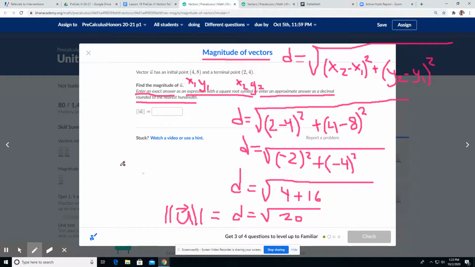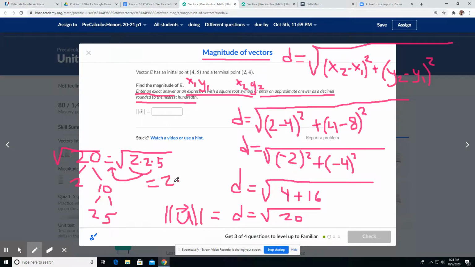So what I do is I break 20 into a prime factorization. 20 is 2 times 10. 10 is 2 times 5. So radical 20 is really radical of 2 times 2 times 5. Now, my trick is I like to pull out pairs. That's kind of the easiest way to do it. So I have a pair of 2's right there. So that turns into 2 square root of 5.